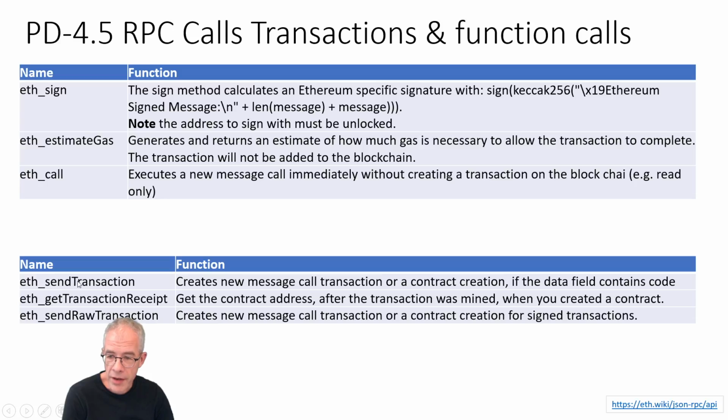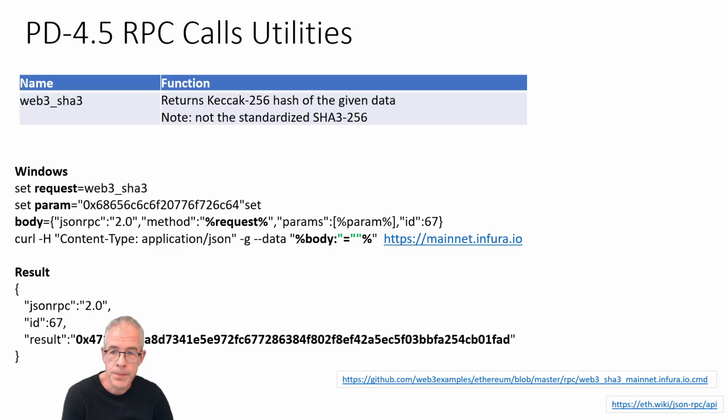Now this is how we send a transaction. With this call, we get the transaction receipt afterwards. This is the raw transaction that you use in combination with a signed string. Also a couple of utilities, like for example a SHA-3 call to create a hash, and Keccak-256, that's a synonym for SHA-3. A little bit different.